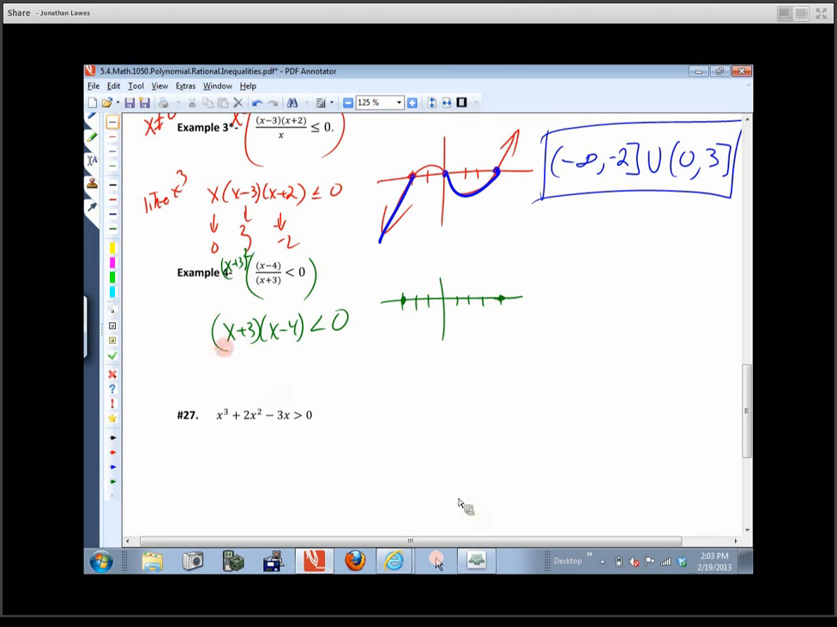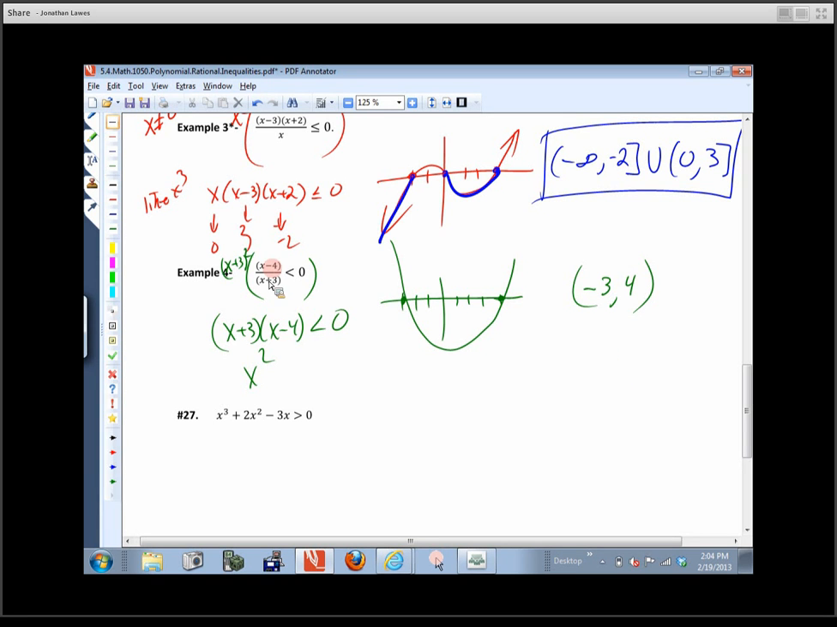Okay. What does this look like? A parabola, right? So it's like x squared, so it looks something like this. And we want to know where this is below. So where is it below? Negative 3 to 4. And we're going to have this.